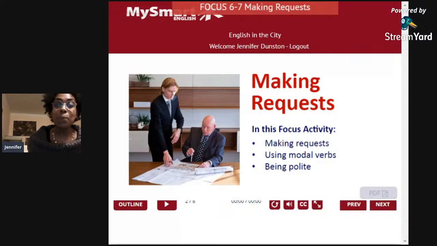In this activity, in addition to making requests, we're going to be using modal verbs because we know that when we make requests, we use modal verbs. And when we use modal verbs to make requests, it's a way of being polite.